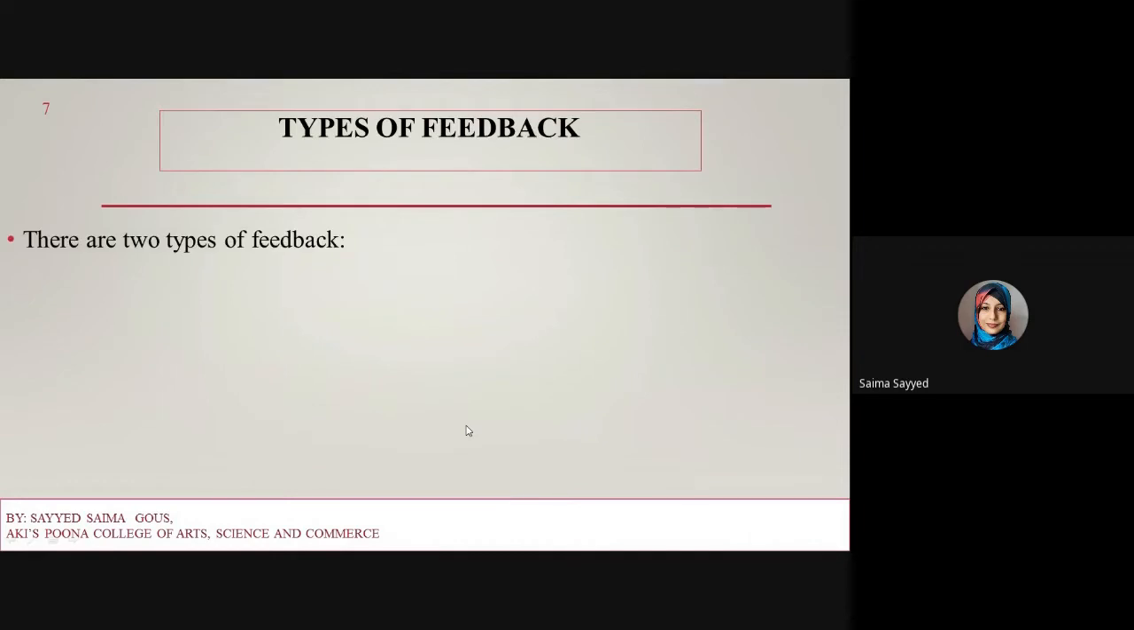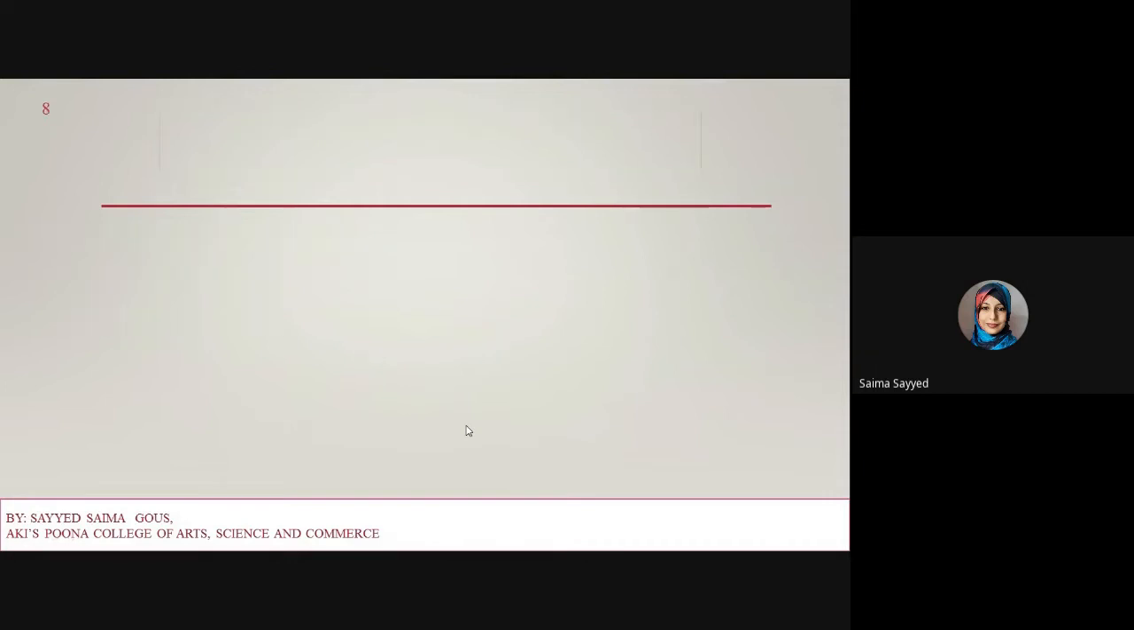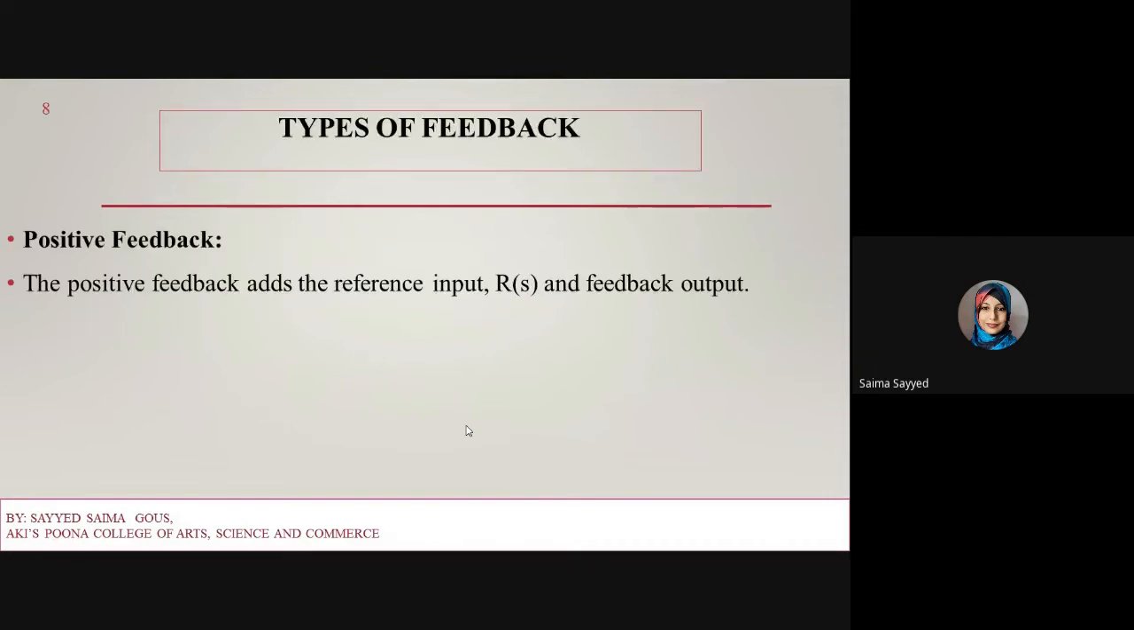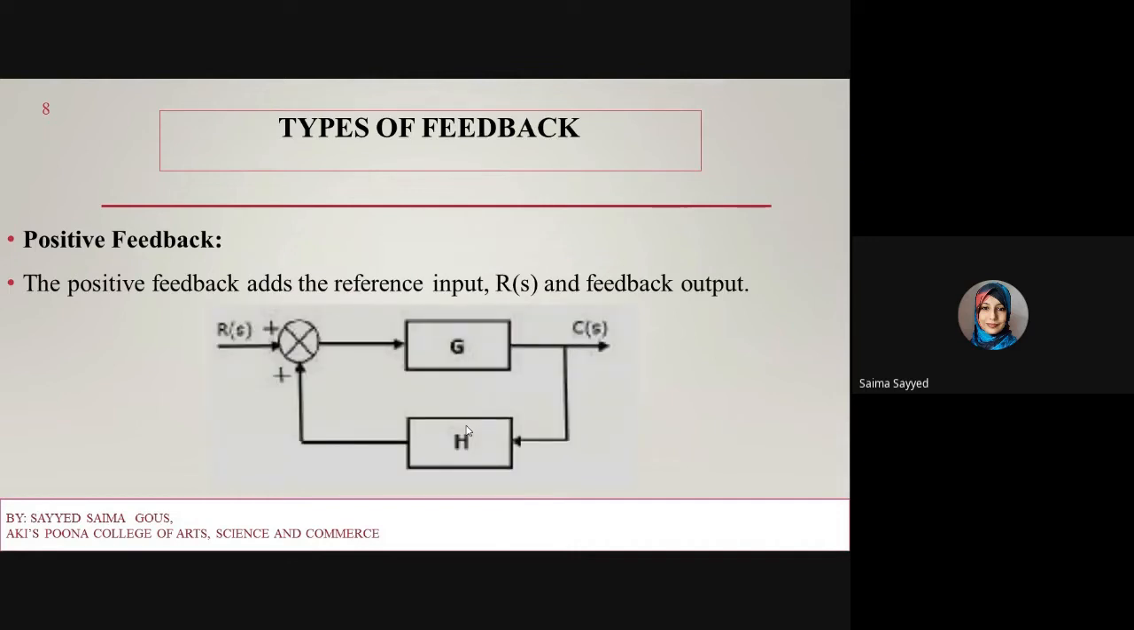Then types of feedback. In feedback there are two types: positive feedback and negative feedback. The positive feedback adds the reference input R(s) and feedback output C(s). This is the output C(s), which gets fed back to the input. H is representing the feedback element. This is a positive feedback because here the plus sign is there. The transfer function for positive feedback is given by G divided by 1 minus GH.